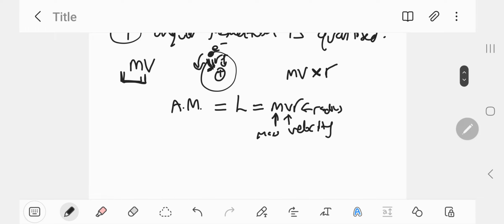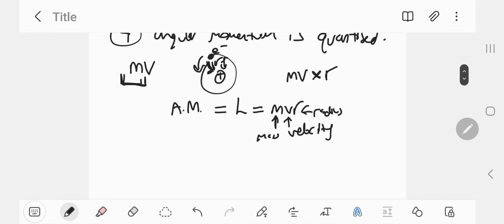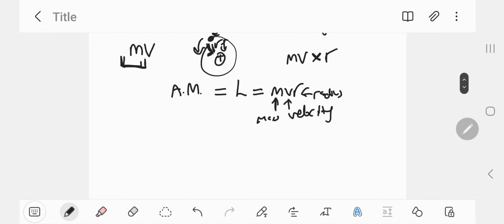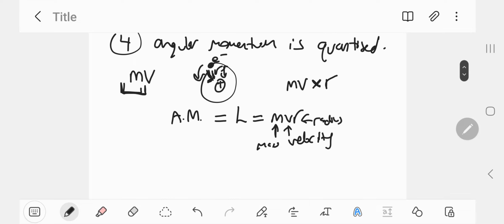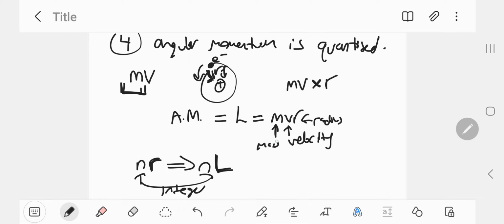And this is actually linked to Bohr's second postulate, which states that since the radii of electron shells are quantized, meaning they only have very specific values, so must their angular momentum. In other words, nr implies nL. n is an integer. You can only have a whole number of distances r and angular momentum L. n is 1, 2, 3, and so on.